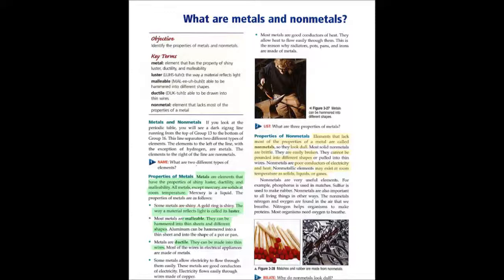Properties of nonmetals. Elements that lack most of the properties of a metal are called nonmetals, so they look dull. Most solid nonmetals are brittle. They are easily broken. They cannot be pounded into different shapes or pulled into thin wires. Nonmetals are poor conductors of electricity and heat. Nonmetallic elements may exist at room temperature as solids, liquids, or gases.